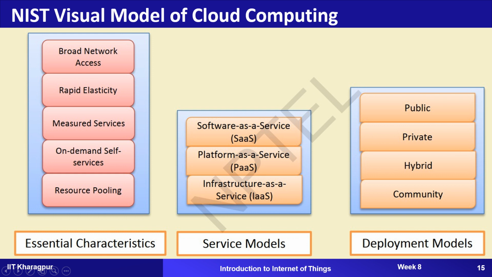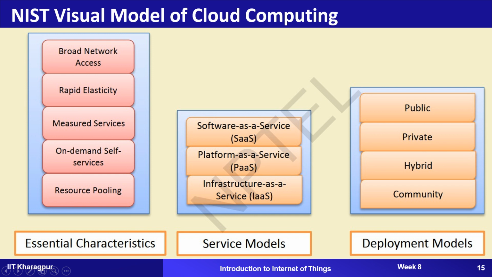Now this is the architecture which is given by NIST. So this is the NIST visual model of cloud computing, where it has provided the essential characteristics, service model and deployment model. The essential characteristics according to the NIST visual model are broad network access, rapid elasticity, measured service, on-demand self-service, and resource pooling. We will discuss each of these characteristics in detail after this figure.